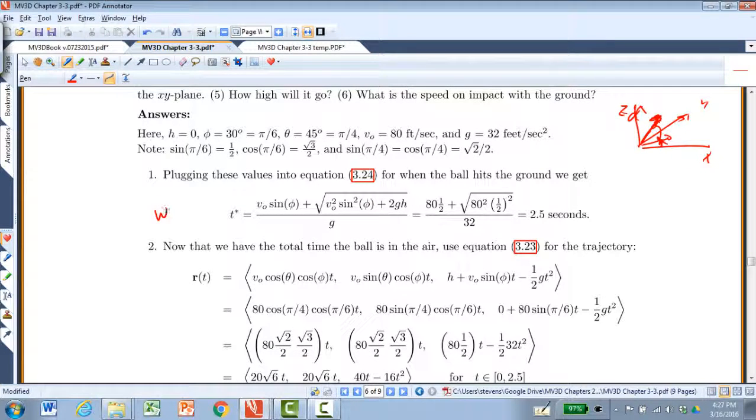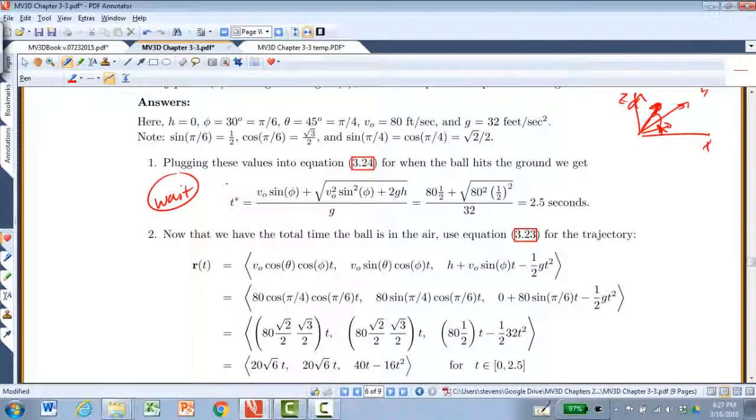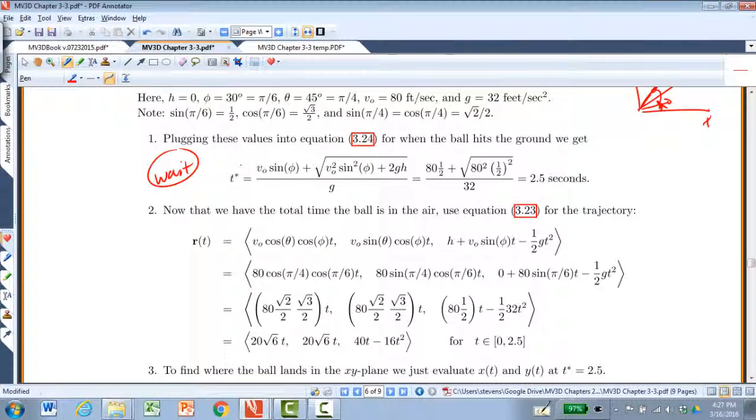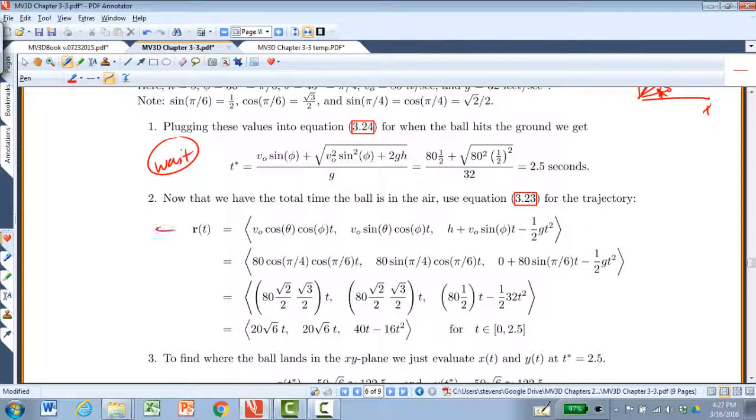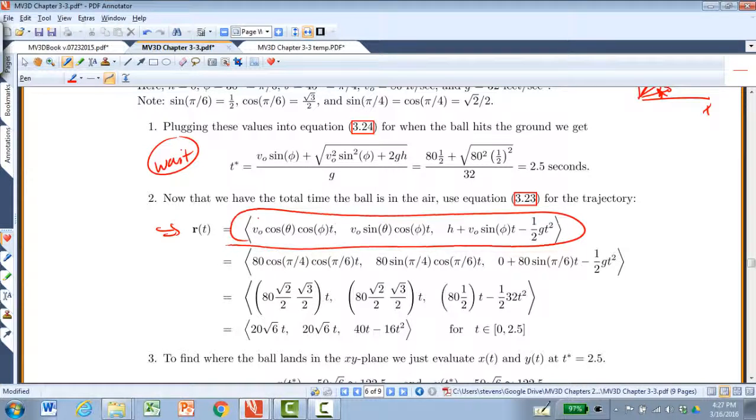All right, so now you can plug this in, and in fact, let's wait right here. This is when the ball hits the ground, because I'd like to show you where that comes from. It's really not that complicated. But if I look at the position function that was on the previous page, and I just plug in V0 is 80, theta, that's the angle from the x-axis, is 45, which is pi over 4. Phi was 30, which is pi over 6. Do it again here, here, and here.